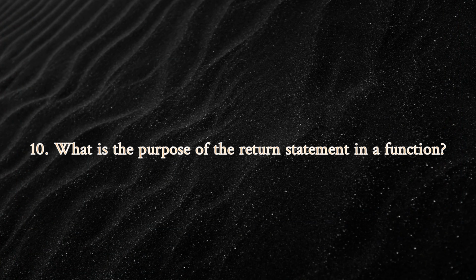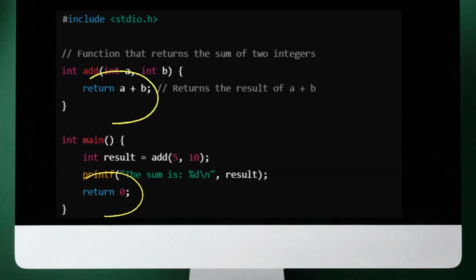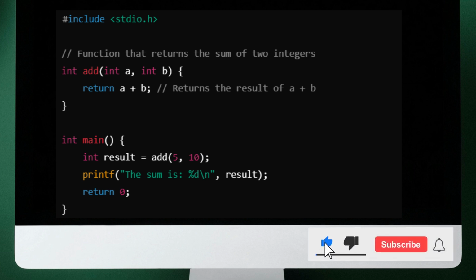10. What is the purpose of the return statement in a function? The return statement in C is used to exit a function and transfer control back to the calling function. It can also send a value back to the calling function if the function is not of type void. It plays a crucial role in function execution as it defines the point at which a function completes its task and optionally passes a value back to the caller.